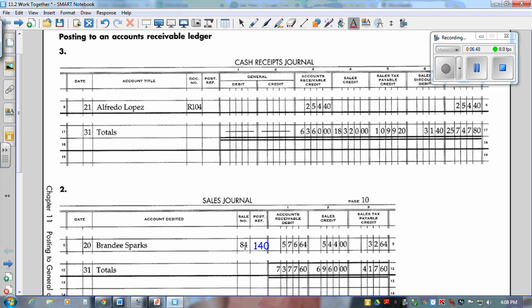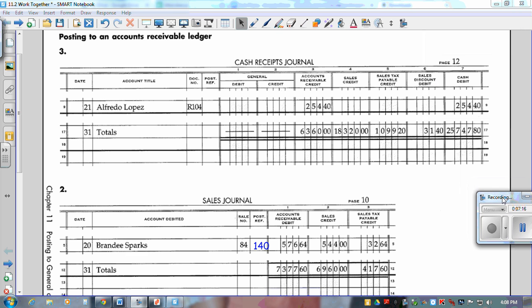Number 3, we're going to post the accounts receivable credit entry on line 9 of the cash receipts journal to the accounts receivable account for Alfredo Lopez. So, cash receipts journal is up here. We're looking at line 9. Here's the entry on the 21st for Alfredo Lopez. Looks like we have an accounts receivable credit of $254.40. If I analyze this further, cash receipts journal, that would have meant that he paid cash. Here's where he paid his cash. So we need to credit his account $254.40 because he paid on his bill.